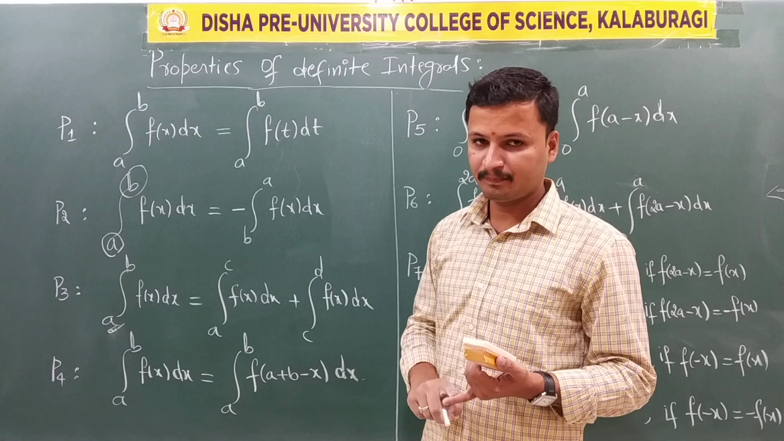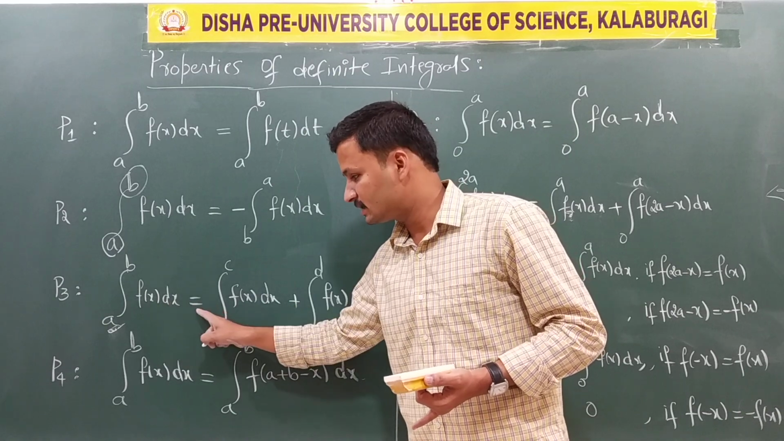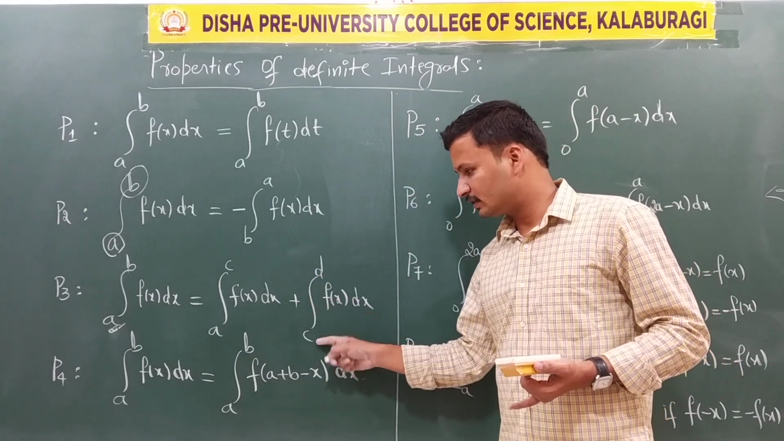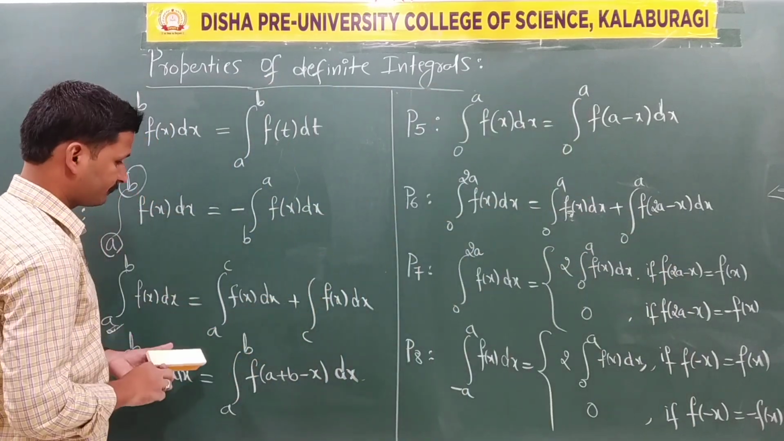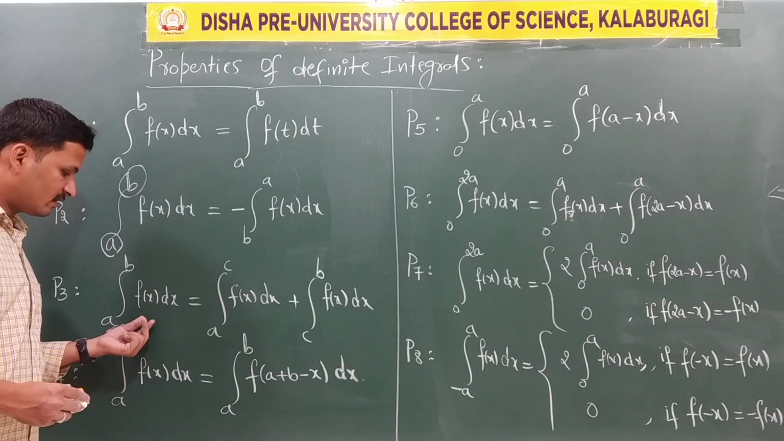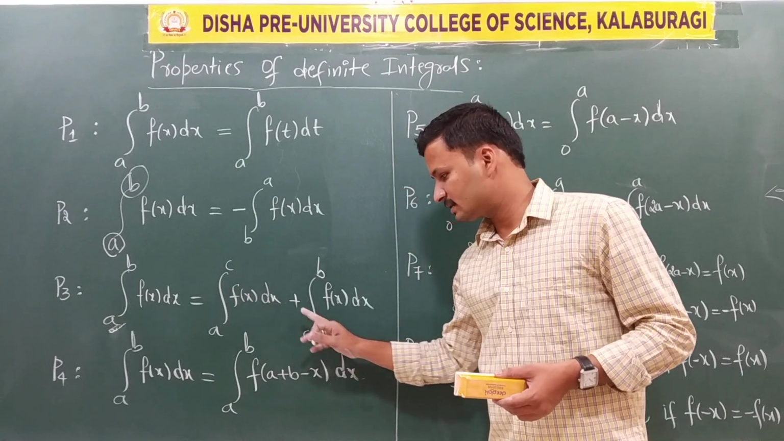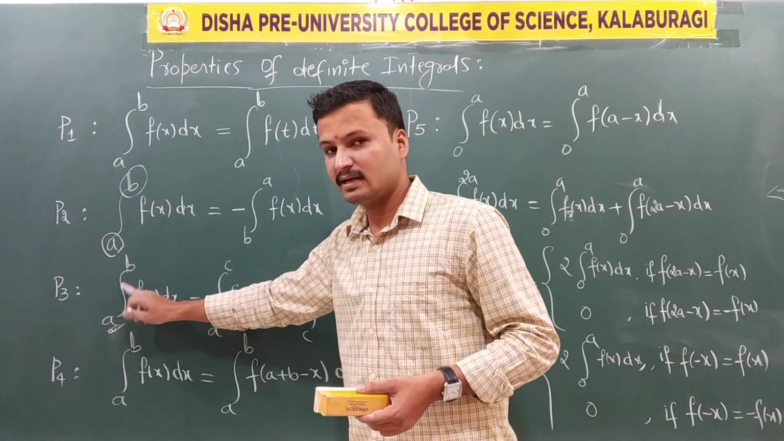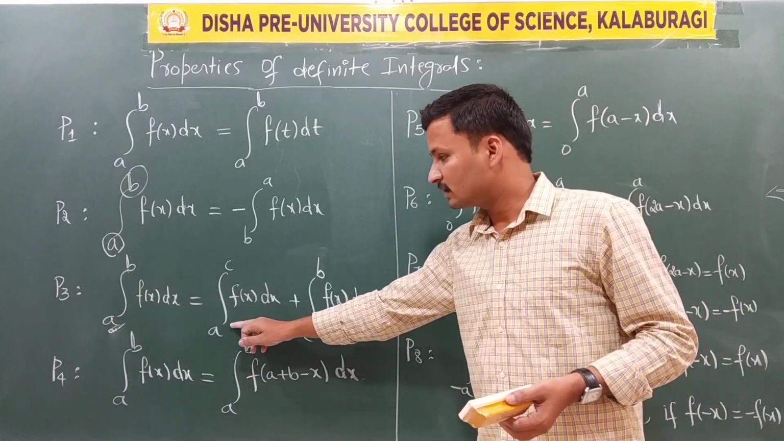Third one, property number 3: integration from a to b f of x dx is equal to integration from a to c f of x dx plus integration from c to b f of x dx. Wait a minute, not c to a; a to c, c to b. That means the interval a to b can be split into a to c and c to b.